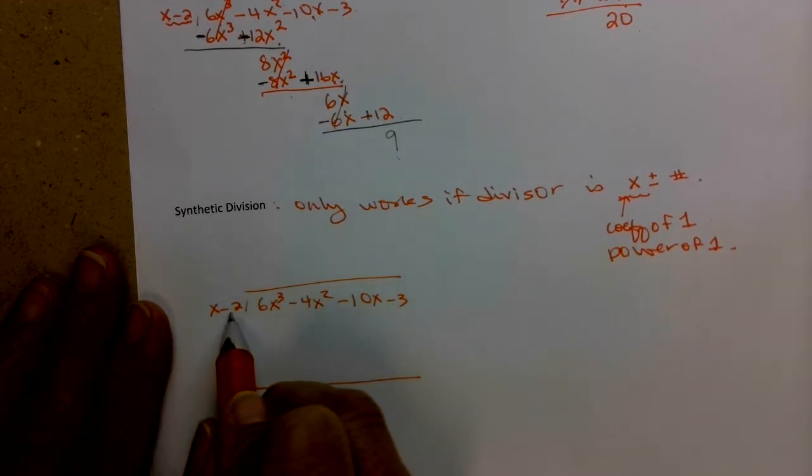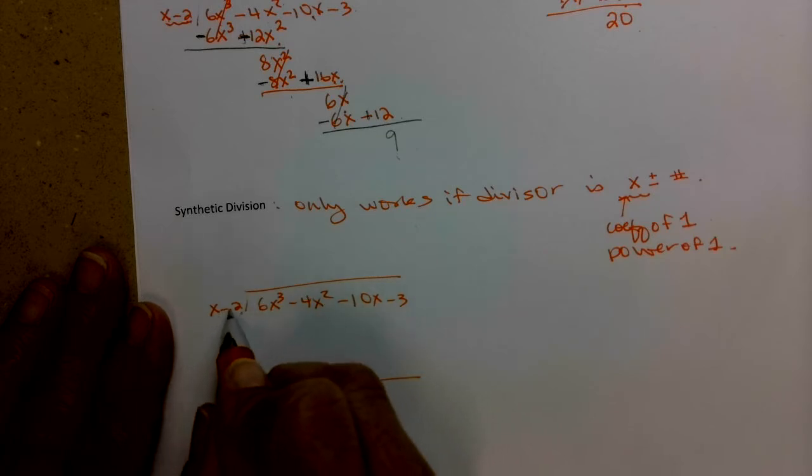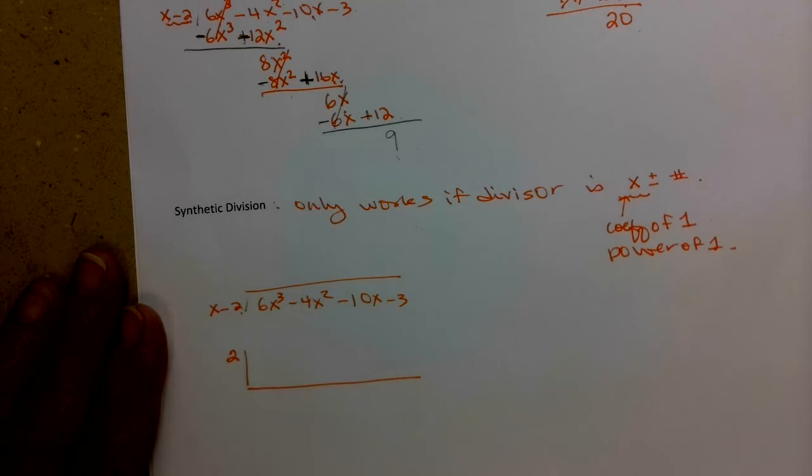We're going to take that constant term from our divisor and change its sign. So it was x minus 2, so I'm going to write a plus 2. Kind of taking care of that subtraction part right now.